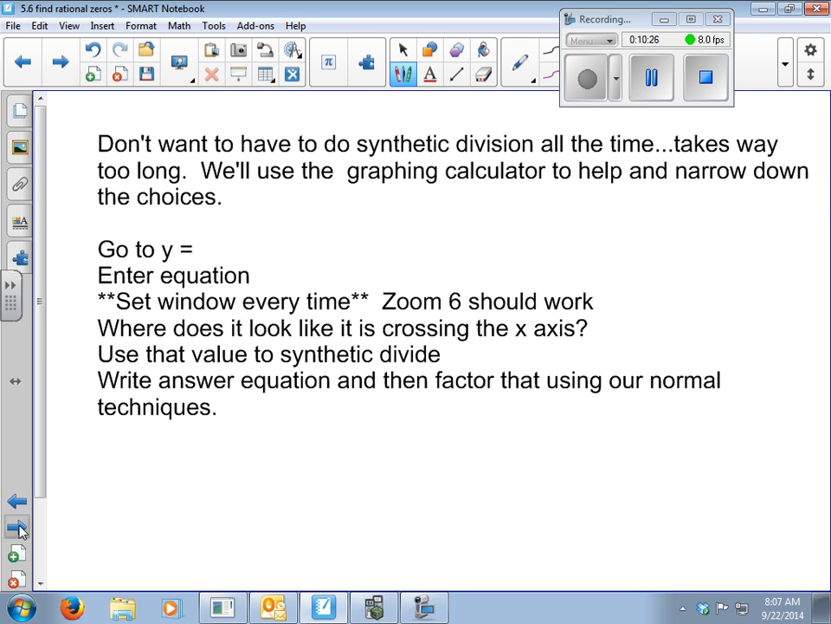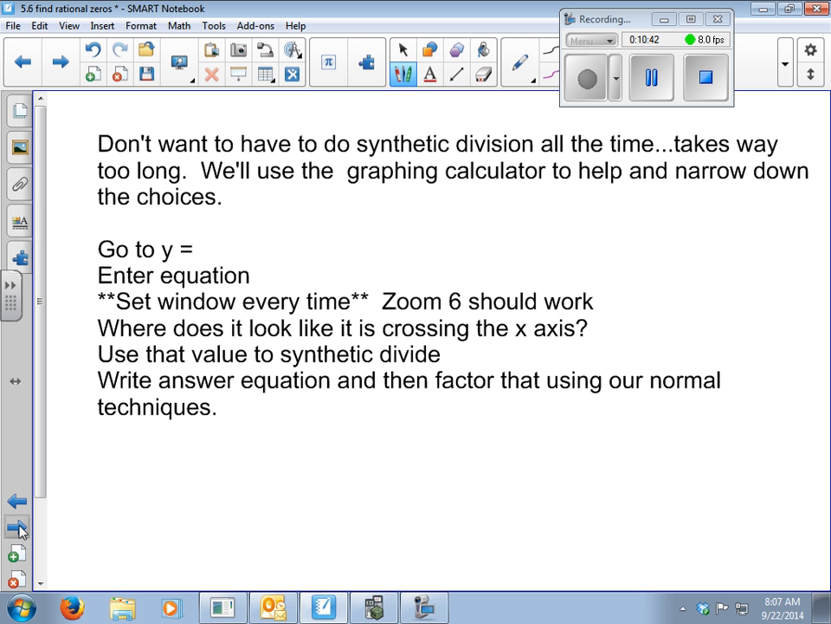Now, we don't want to have to do synthetic division all the time. That's going to take way too long. You don't want to have to keep trying every single rational number until you finally get something that works. So there's got to be a way that we can use our calculators to help us narrow down the choices.